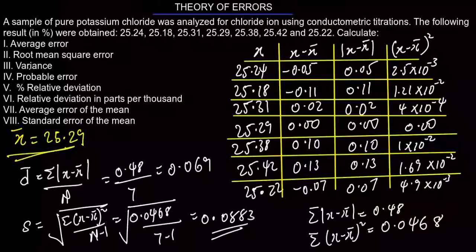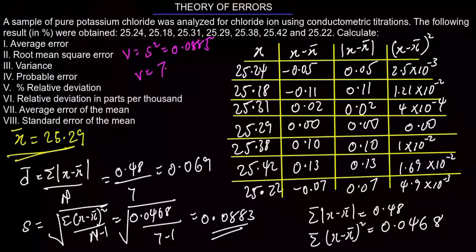So next one is, what is the variance? Remember, the variance is the square of the standard deviation. Don't forget that. And when you square your standard deviation, here you have 0.0883 squared. And what would that give me? If I square my answer from the calculator, I'll be having 7.8 times 10 raised to the power minus 3. I can say 7.80 times 10 raised to the power minus 3. So that's my variance.